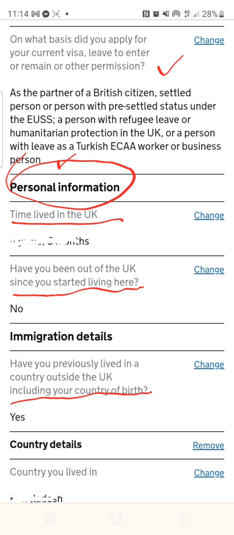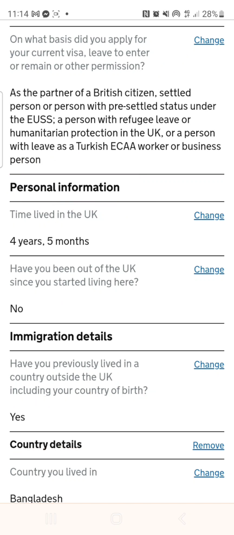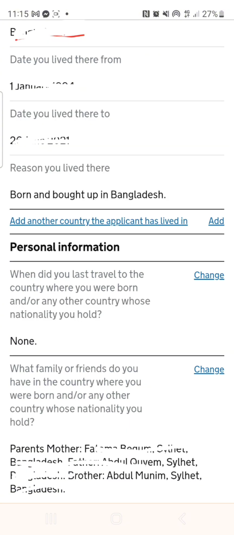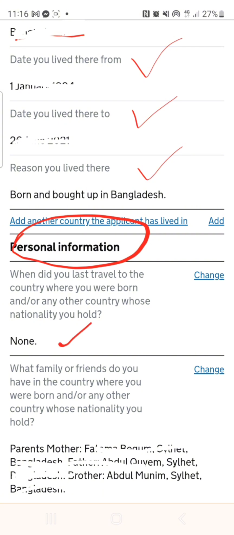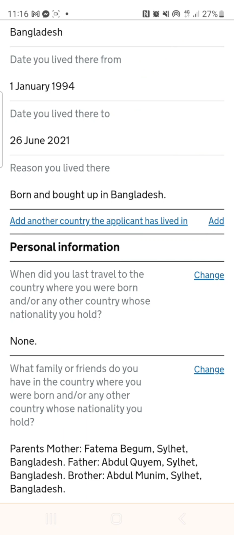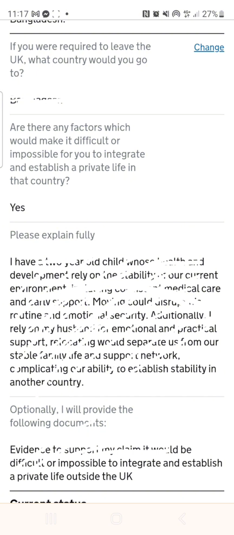Have you previously lived in a country outside the UK, including your own country of birth? Yes, I lived in my country before I came to the UK. Country details: the country you lived in, date you lived there from, date you lived there to, reason you lived there. Of course, I was born and brought up in Bangladesh, so I lived there. Personal information. When did you last travel to the country where you were born? So I came here at first in the UK. I didn't visit until after I came here.